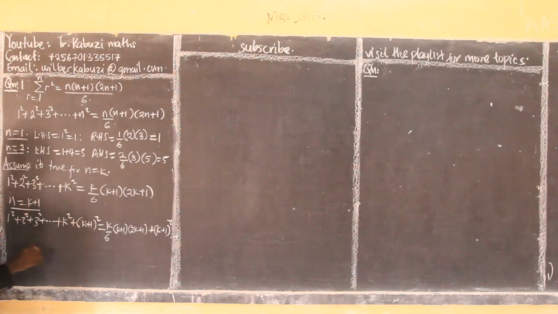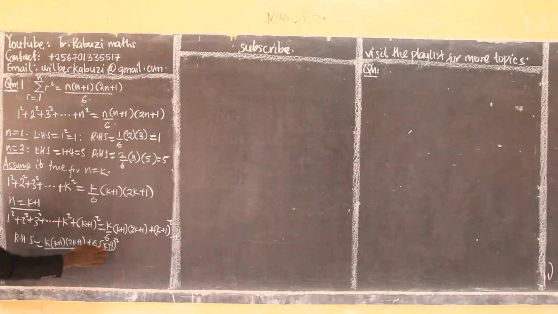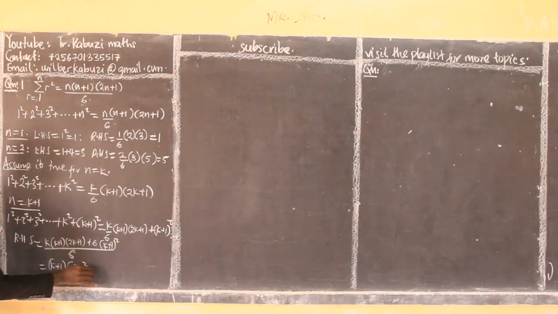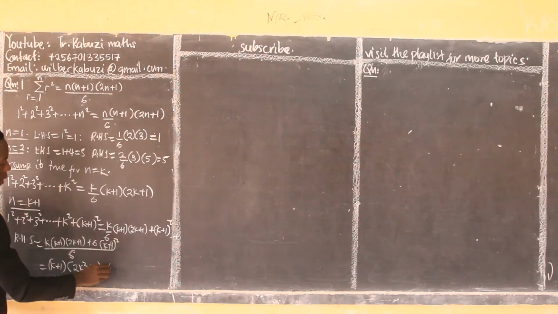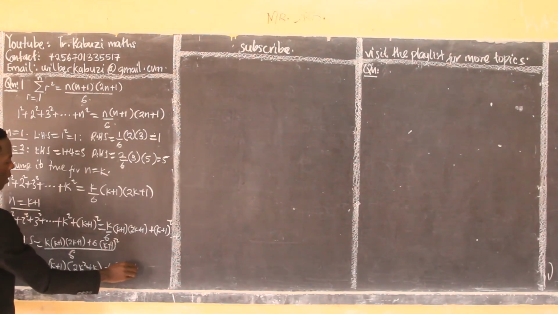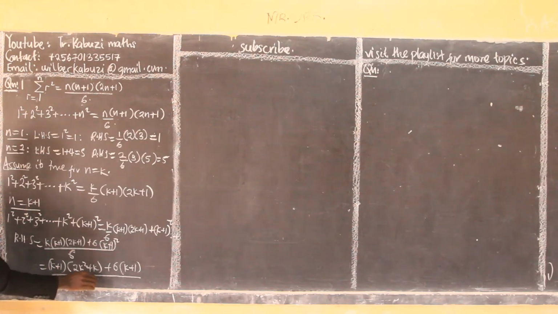square. Then what we have is to simplify the right hand side. So it's that our LCM there is going to be 6. Here I have now plus 6 into now, which I can simplify, so that k plus 1 is common. Factorize it out. Here I'll be having 2k squared plus k, then plus 6 into k plus 1, our thing over a 6.